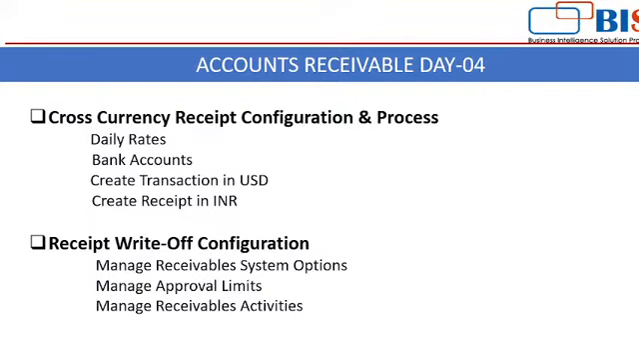First we have to set the limit for the receipt write-off in the receivable system options. Then we have to create the approval limit for the amounts, and under manage receivable activity you have to create one activity for the write-off purpose. So we will directly move to our application and see how to configure the setups for the receipt write-off.